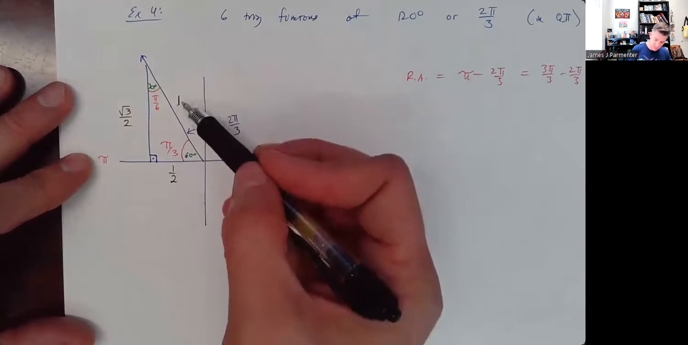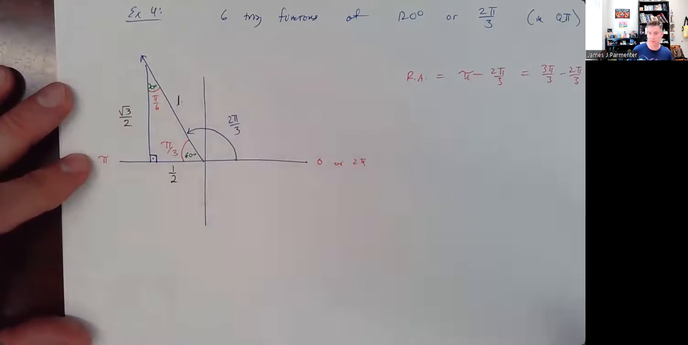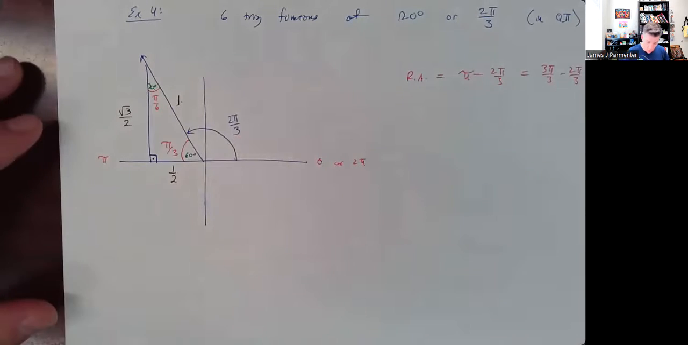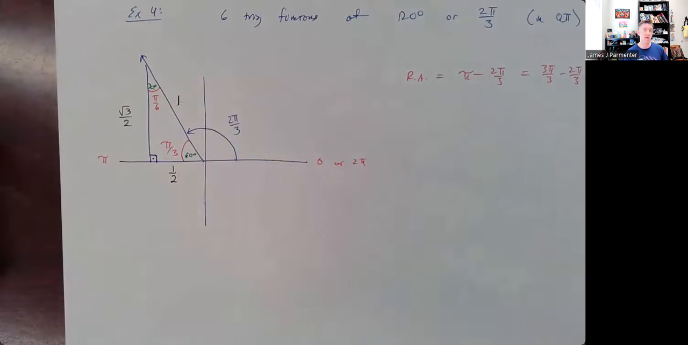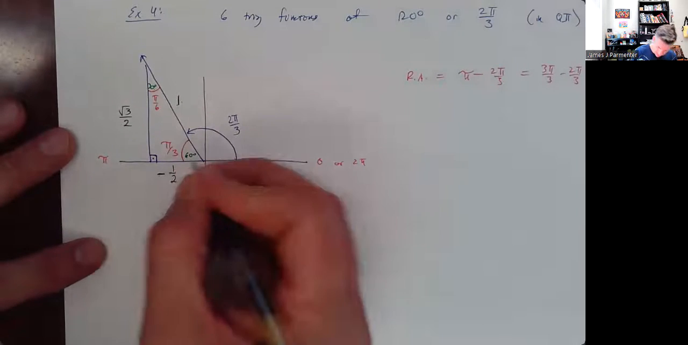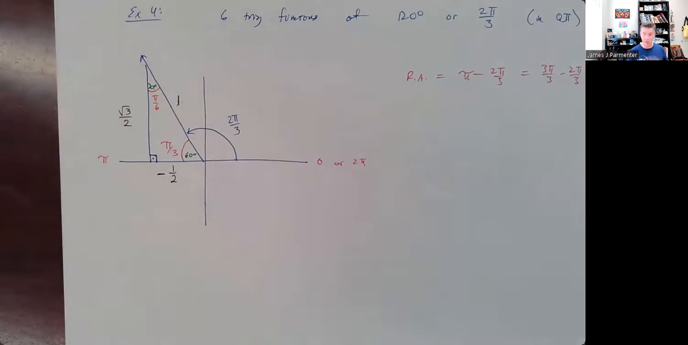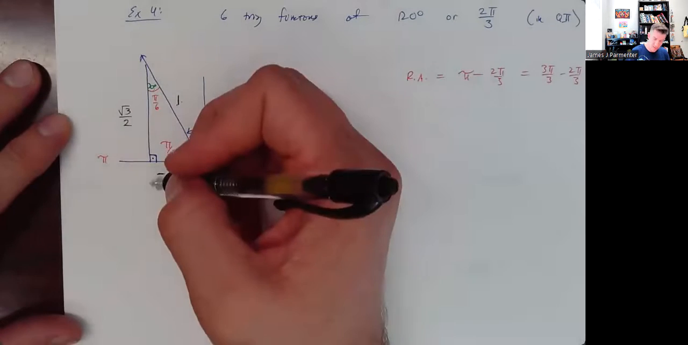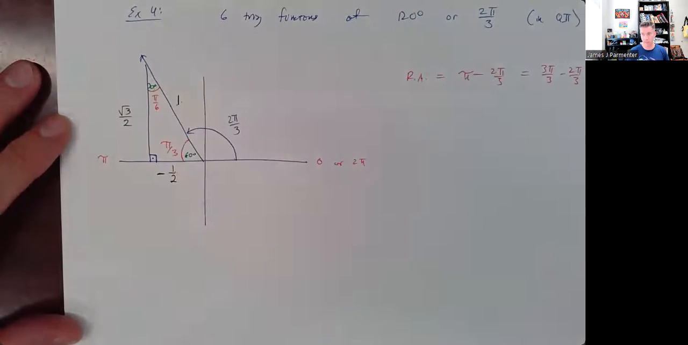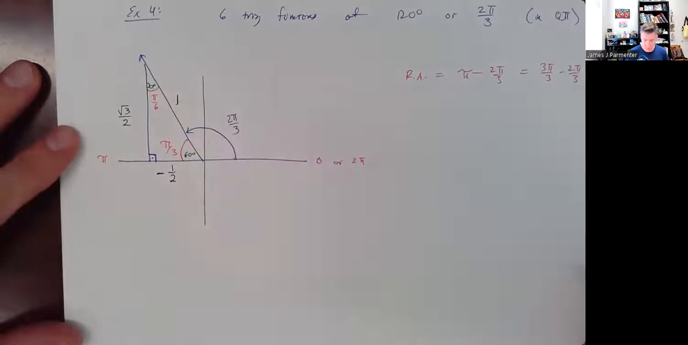Usually I would say it was 2, 1, and 1 times √3 is √3, but I made them smaller for fun. Oh, and I've forgotten one thing, of course. One of these two should be negative. Both of them? Just one of them. Think about which one. Okay, you thought about it. It should be this one, because we're on the left side where the x values are negative. So if you go to the left, the horizontal part is negative. If you go up or down, the vertical part is either positive or negative.